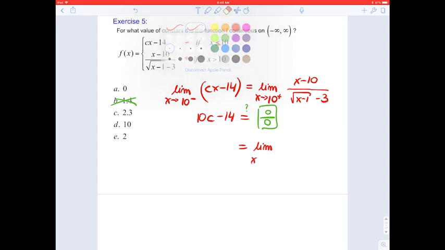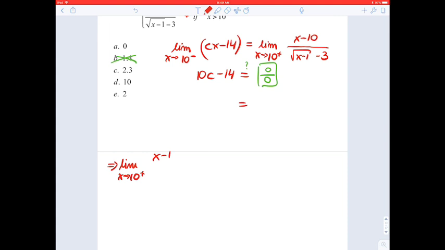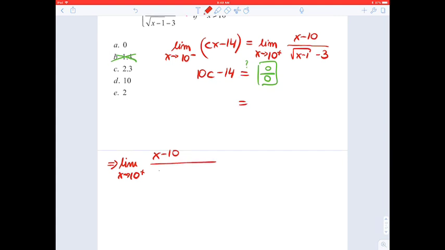Actually, I can solve it on the side and come back to my... Let's solve it here. A limit as x goes to 10 from the right hand side. The function is x minus 10 over the square root of x minus 1 minus 3.